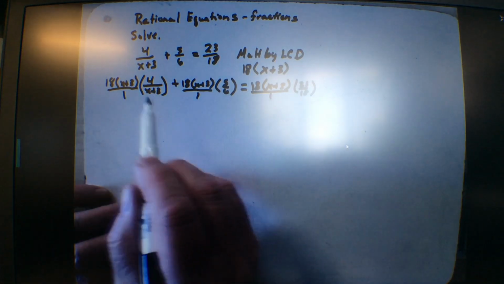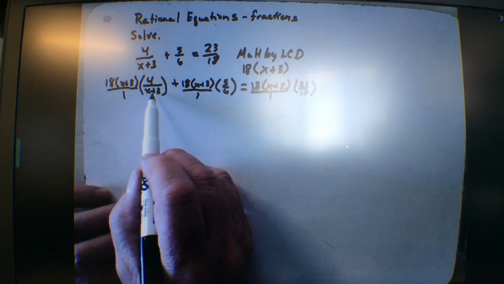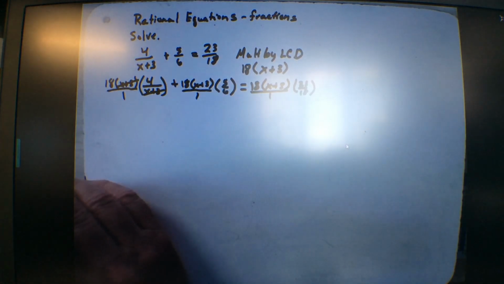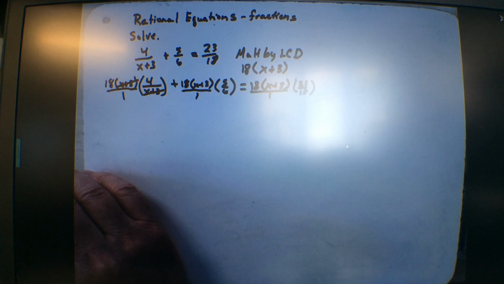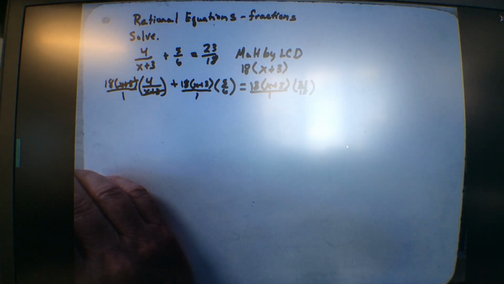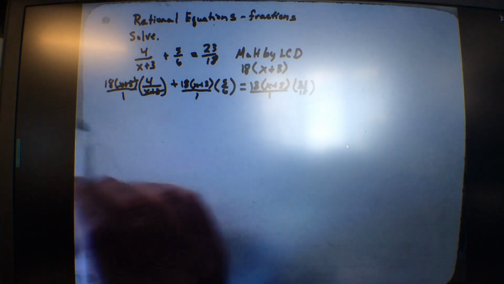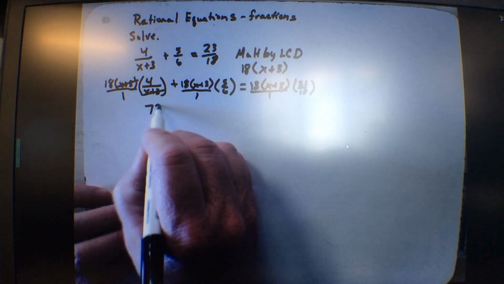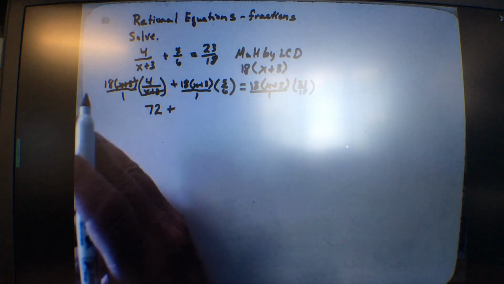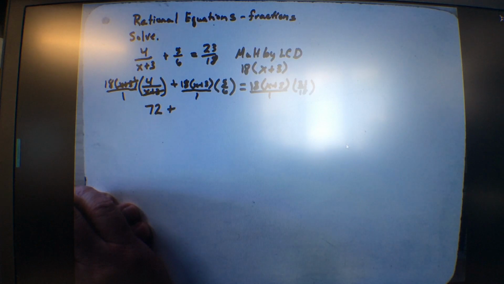Okay, so in this case now, what happens is this denominator and this denominator cancel, leaving us 18 times 4, which is 72. Okay, now folks, before we go much further, can you tell me what value of x that you cannot have? -3. So when we get our answers, let's make sure that -3 is not one of them.